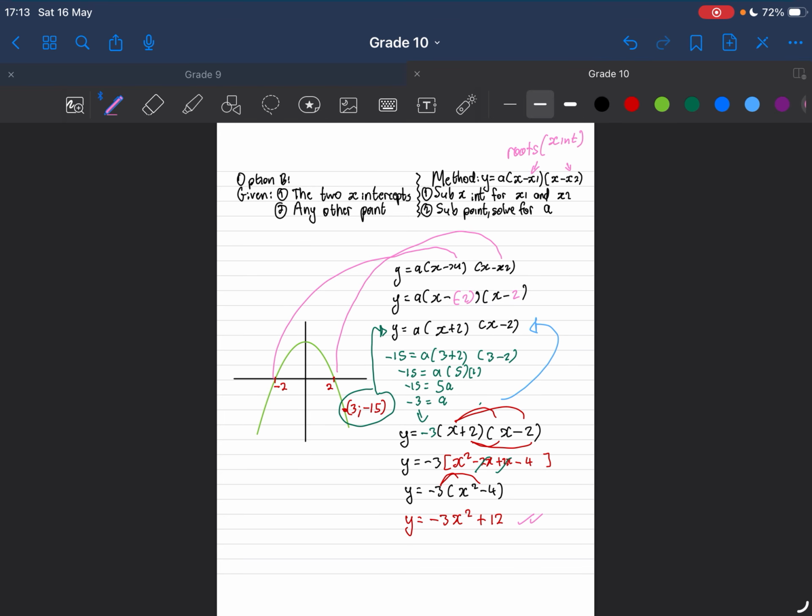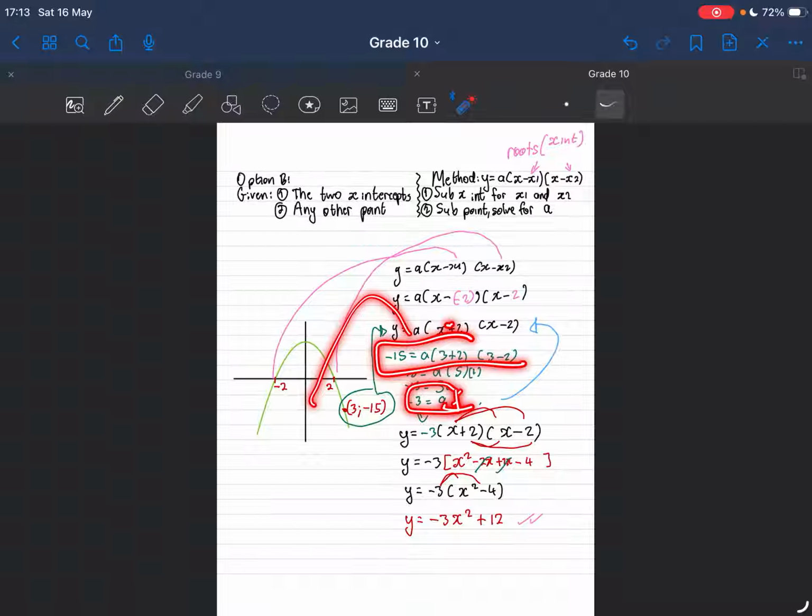So we ended up with the same thing, but it was just a different process. Now this method is a little trickier because there's a lot more steps, there's a lot more to do. It's a bit of a back and forward process. Now what you're going to need to do is make sure you practice this. You have to practice this one, especially with the two x-intercepts. You've got to remember, take the two x-intercepts, put them for x1, x2, simplify, substitute a coordinate and solve for a. Take your a back into that equation and simplify the entire thing to get your final answer.